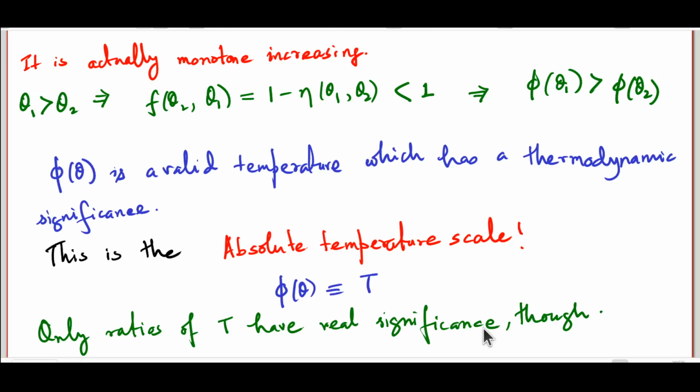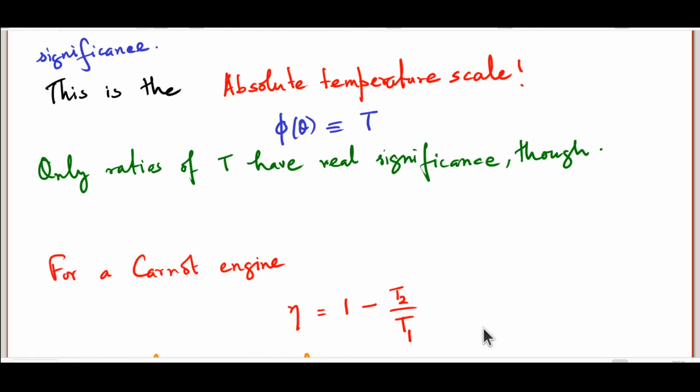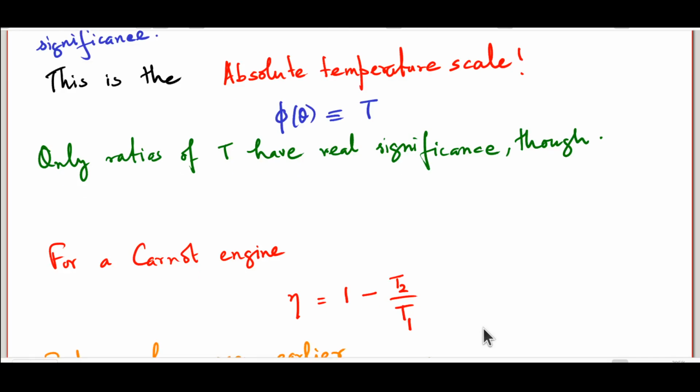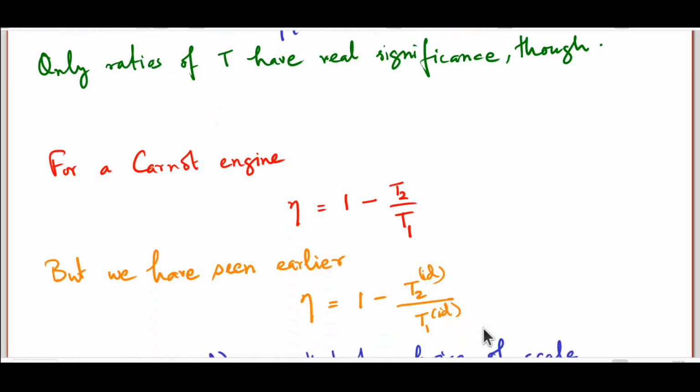Now, going back to the efficiency of the Carnot engine, this formula that Q minus by Q plus is minus T2 by T1 directly gives us that efficiency eta has to be 1 minus T2 by T1 when you are using this new temperature scale, the so-called absolute temperature scale. However, this formula should look very familiar. We had also seen earlier that if you are using the ideal gas temperature scale, then the efficiency eta for a Carnot cycle works out to be 1 minus T2 by T1 in that scale, where T2 and T1 are the ideal gas temperature scales.